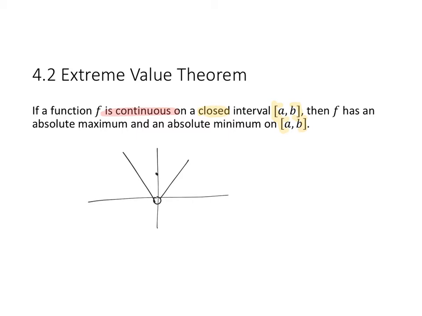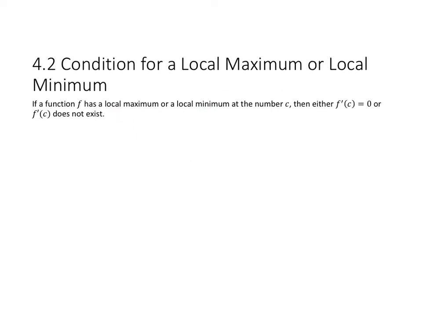So since it wasn't continuous at x equals 0, the extreme value theorem didn't apply. And the same thing is true for 14. We didn't have a continuous function throughout the entire closed interval. So let's look at the condition for a local min or a local max.